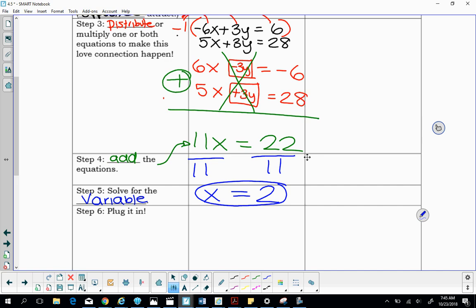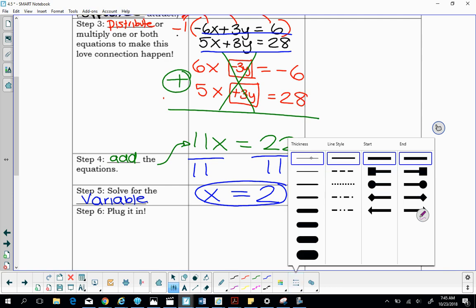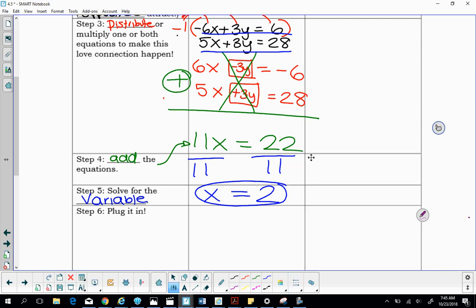Then what we do is to get our y, we plug our 2 in for x. It doesn't matter which one of these equations you use. So if you want to use the first one, use the first one. If you want to use the second one, use the second one. You'll get the same answer. I'm going to use the second one, which is 5x plus 3y equals 28.